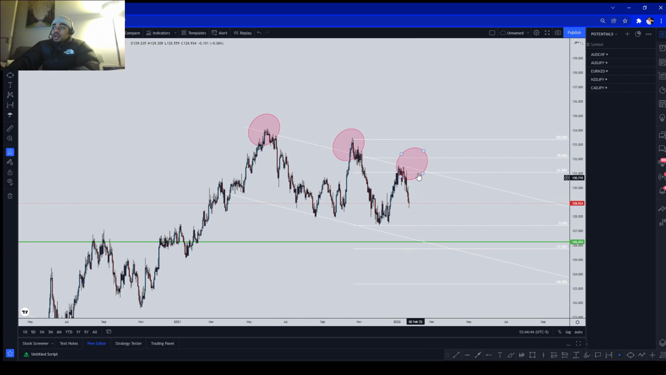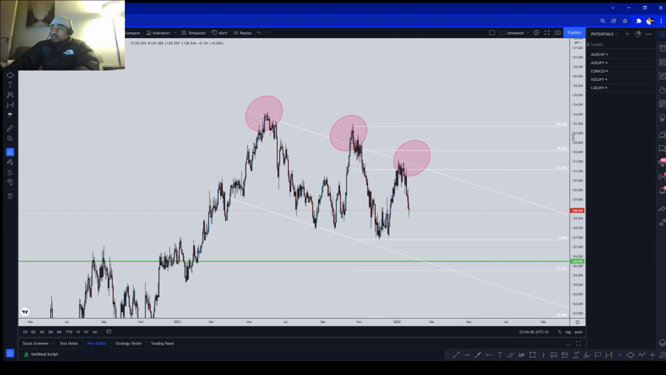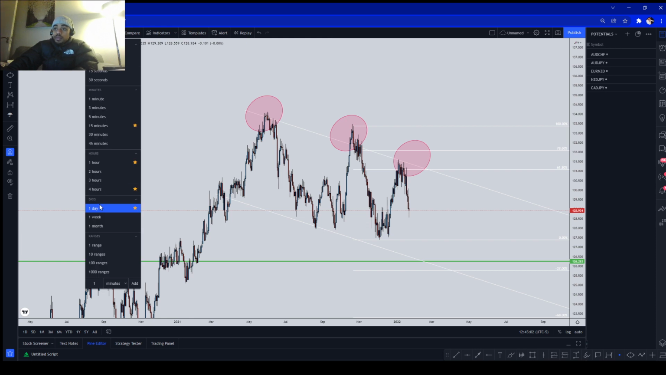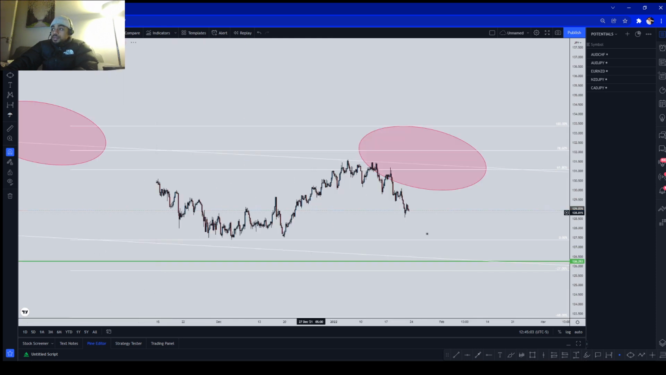So now from what I could see, my entry was all the way at the very, very top here on the 131 level, like you can see now. So all my entries were literally based on what I could see on the daily time frame. Next up, we hop into the 4-hour time frame to see what's really happening.